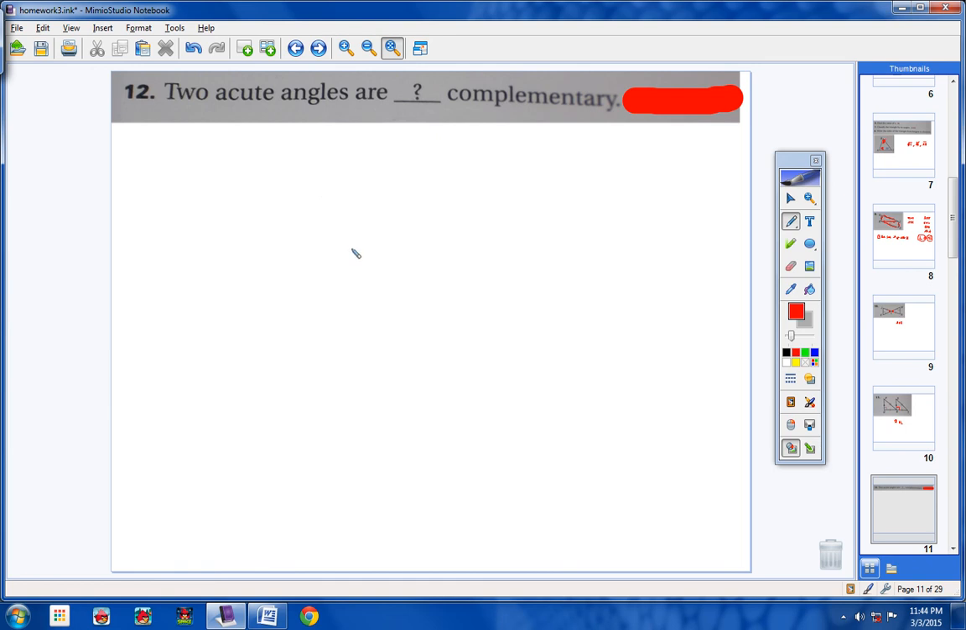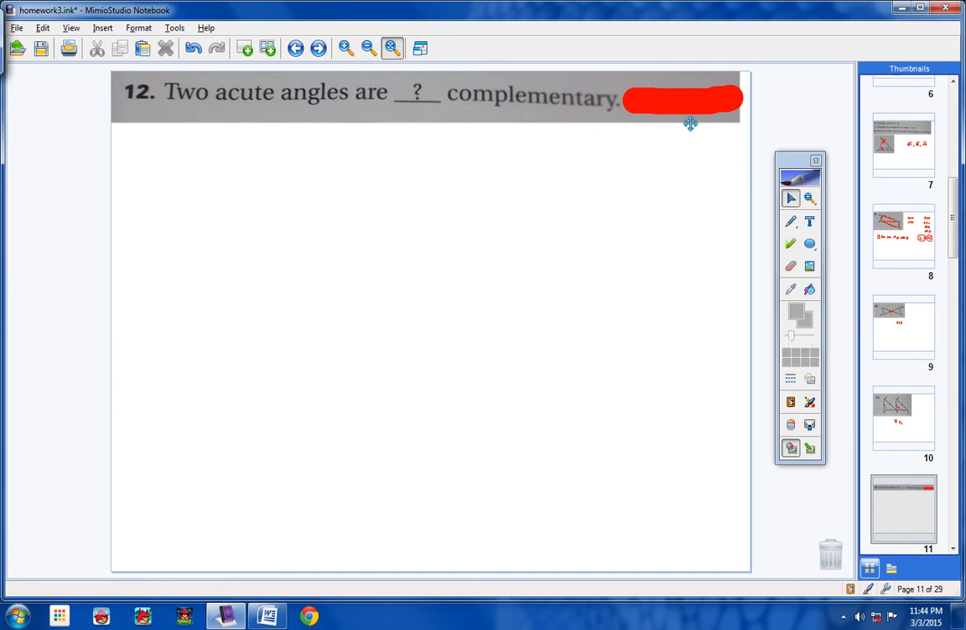Two acute angles are what? Well, first of all, I better read the directions for 12 and 13. You're going to put always, sometimes, or never. Two acute angles are always complementary, never complementary, or sometimes. Well, the answer is sometimes, okay?